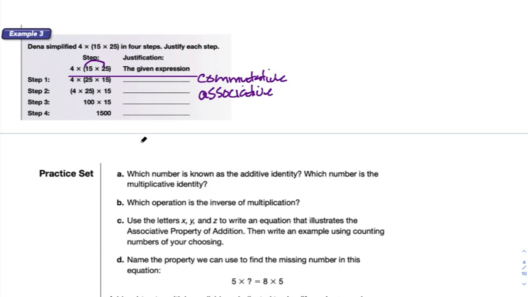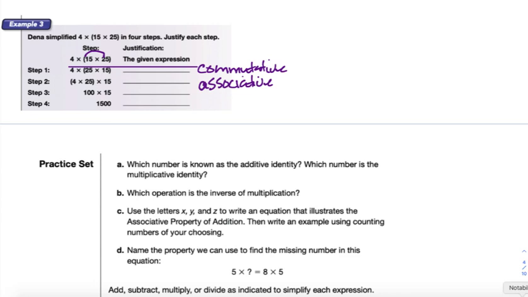And then when we came from the associative property to this situation, we're not going to use properties per se. We're just going to describe what happened. So from 4 times 25 to 100, we just multiplied 4 and 25. That's how we got this particular step. And then for this next step, it's not really a property that we're going to write down. We'll just describe what happened. We multiplied 100 times 15.